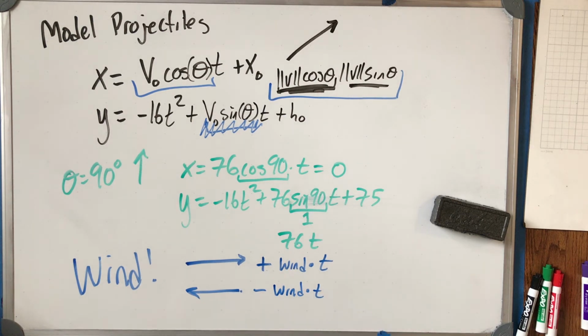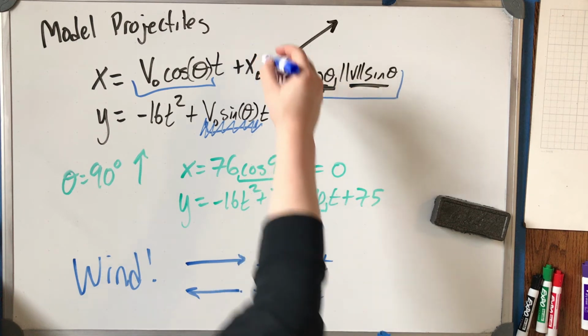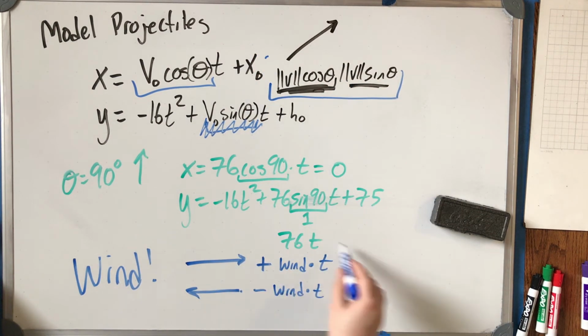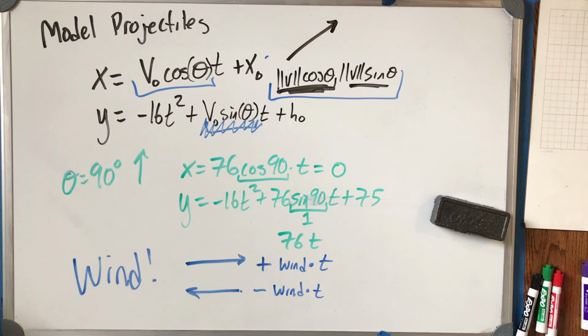And we'll do some examples with this so you see what I'm talking about. But essentially it modifies this part right here. At the end of the x equation, we're going to include the wind by either adding or subtracting it, depending on whether it is moving in the positive or the negative x direction.